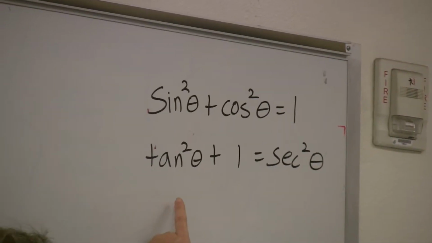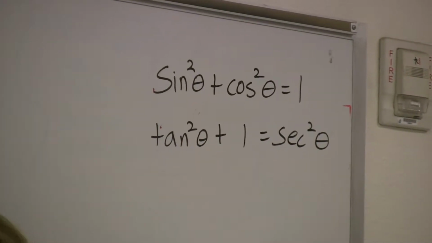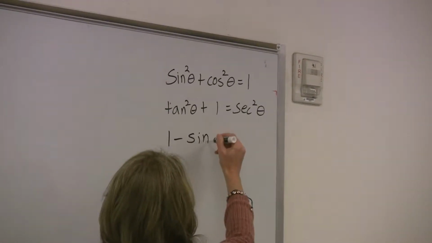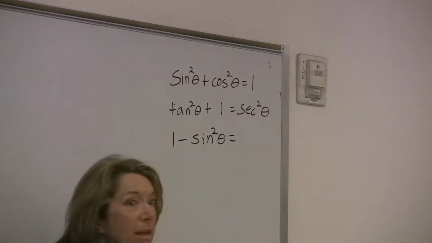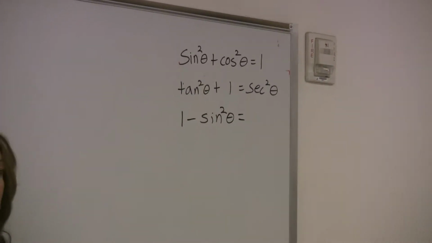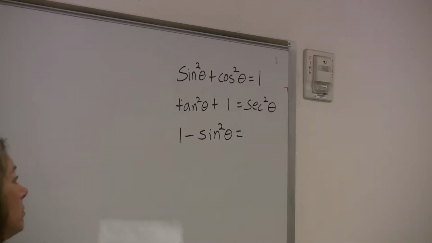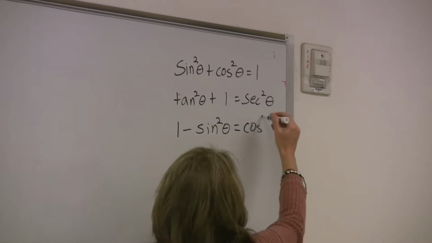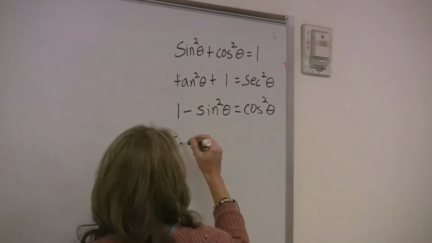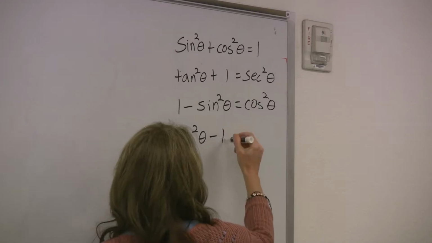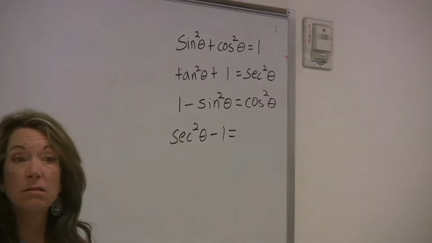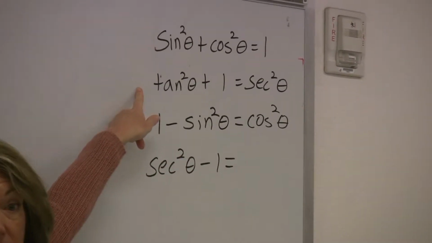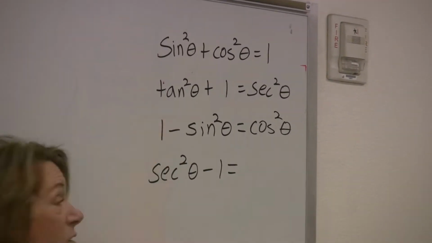We need both of these, but we also need them in another format. For example, I could take that first one and rewrite it as 1 minus sine squared equals cosine squared, I'm just subtracting the sine squared over here. Or what if I want secant squared theta minus 1? Just rearrange those. If I rearrange this one, secant squared minus 1 equals tangent squared.